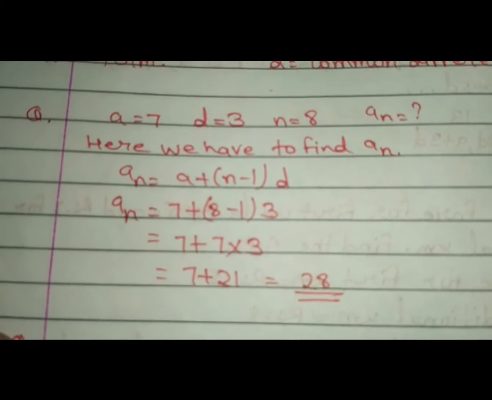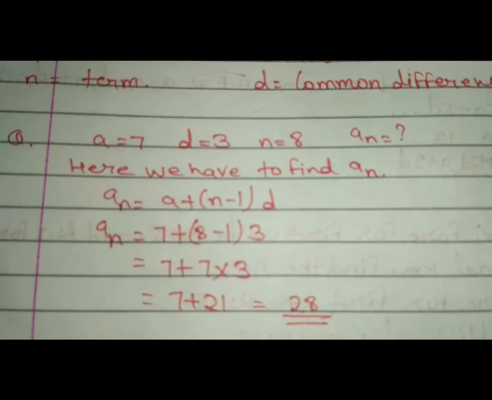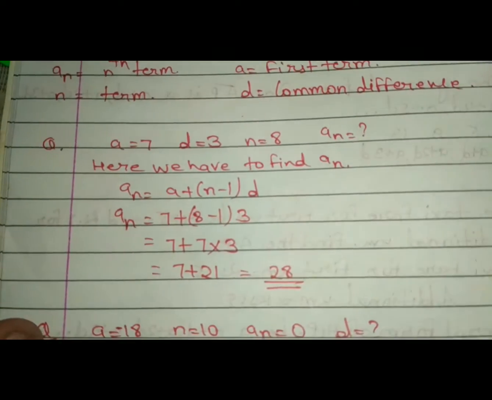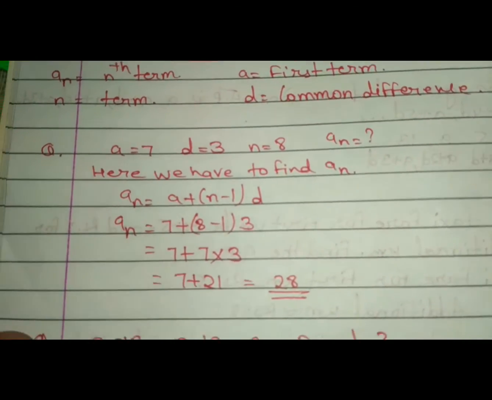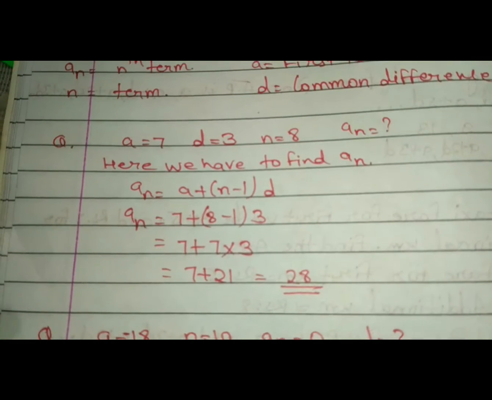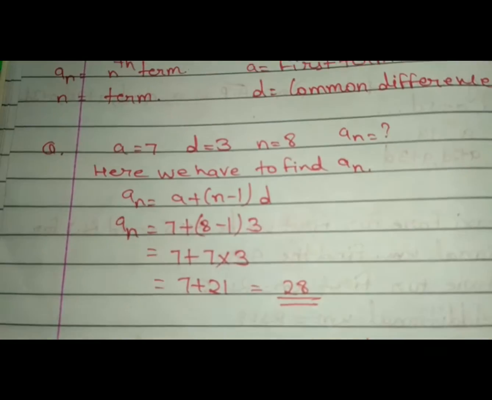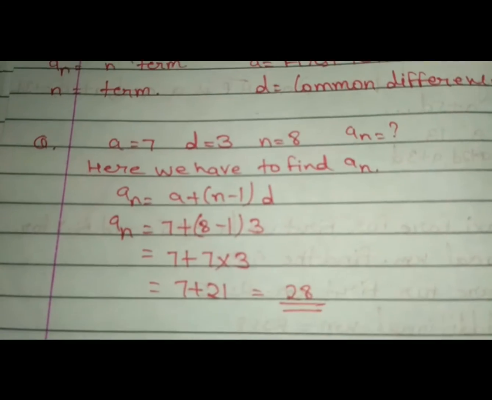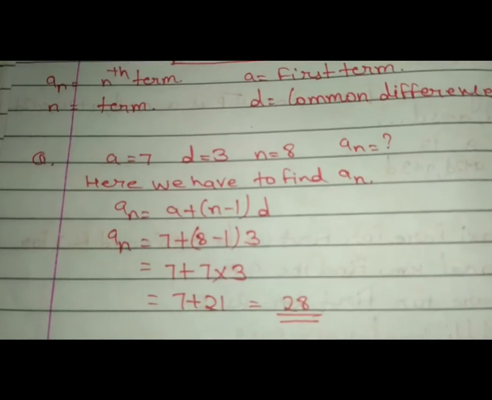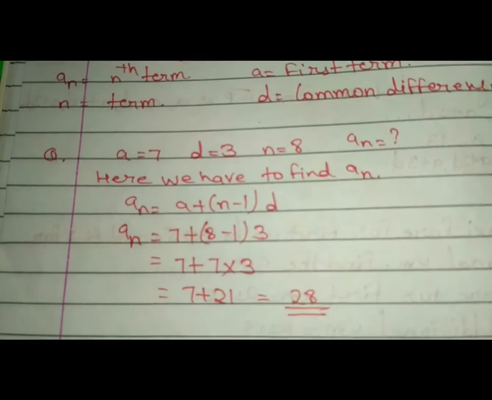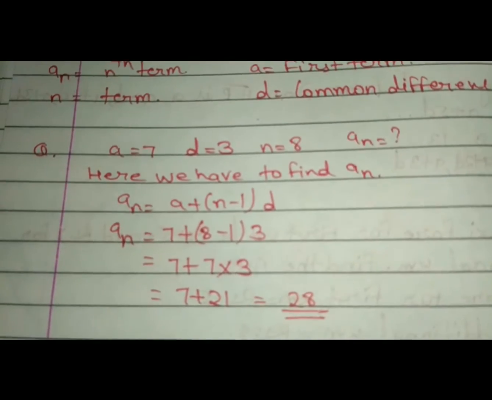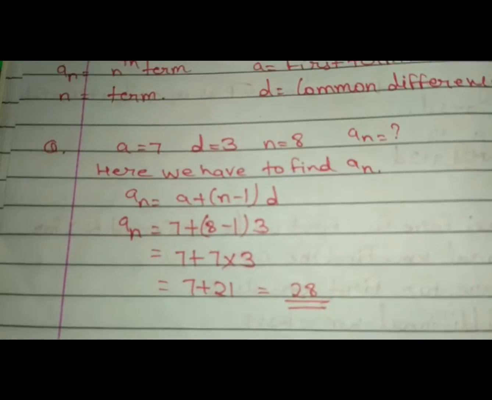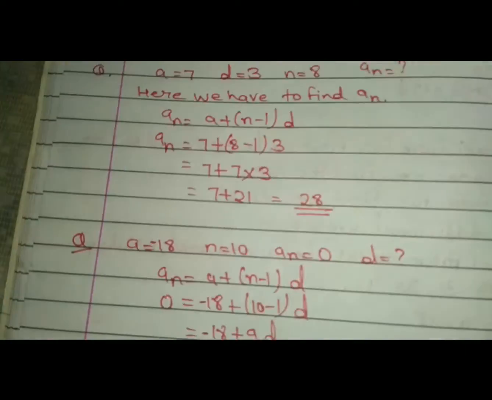Here we have to find the nth term, that is a n equals a plus n minus 1 into d. This is the formula. So a n equals a, the value of a is 7, n minus 1, n is 8, so 8 minus 1 is 7, and the value of d is 3, so 7 plus 7 into 3, that is 7 plus 21, which equals 28.